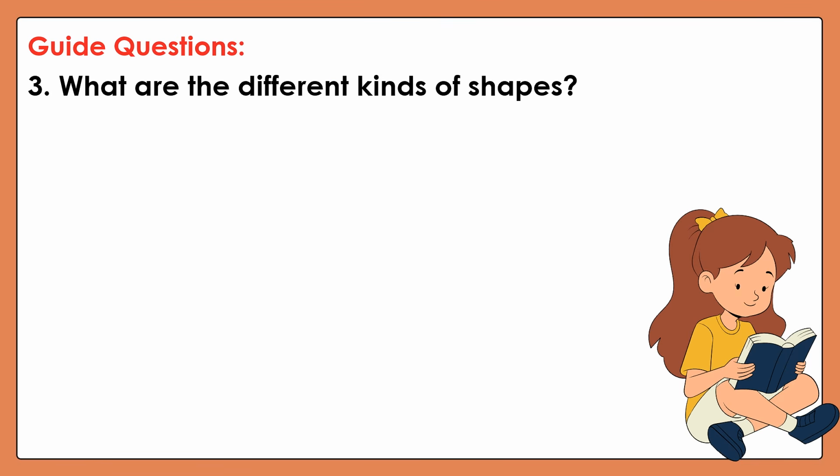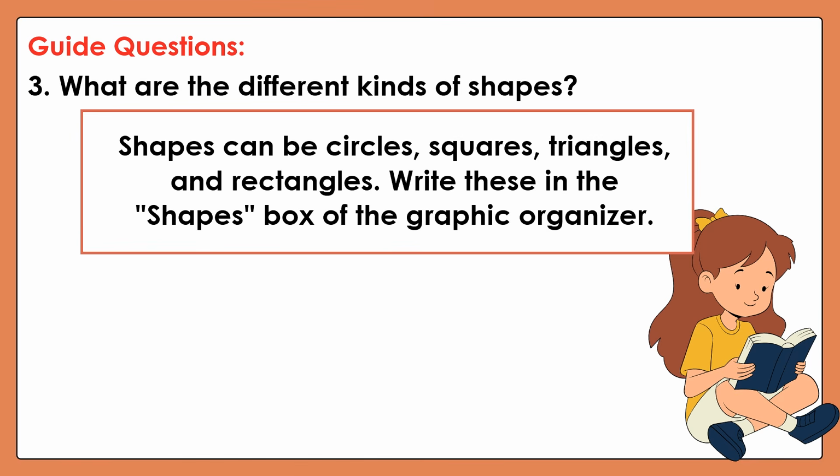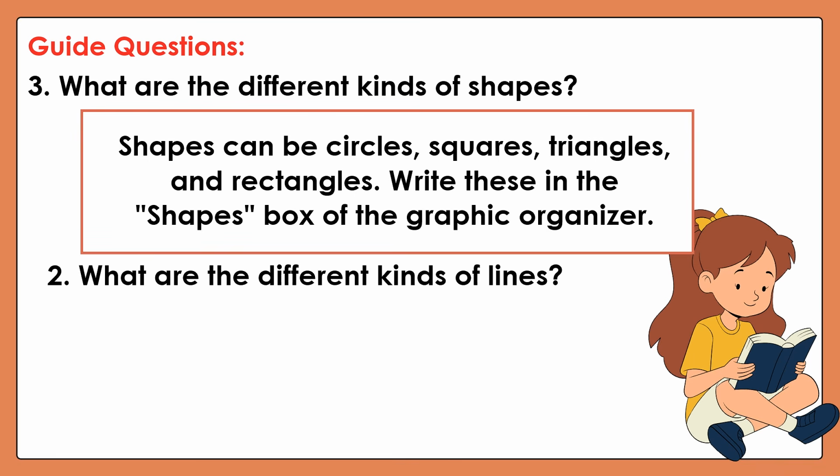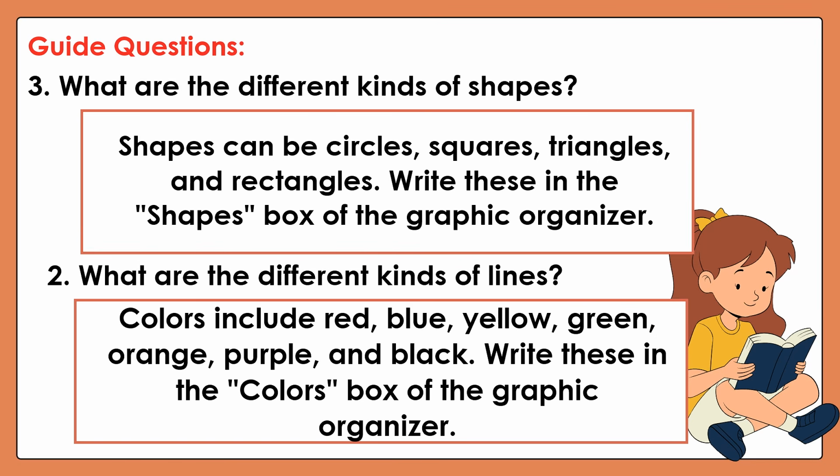Third, what are the different kinds of shapes? The answer: shapes can be circles, squares, triangles, and rectangles. Write this in the shapes box of the graphic organizer. Fourth, what are the different kinds of colors? The answer: colors include red, blue, yellow, green, orange, purple, and black. Write this in the colors box of the graphic organizer.